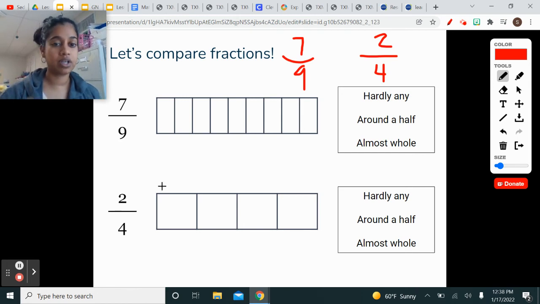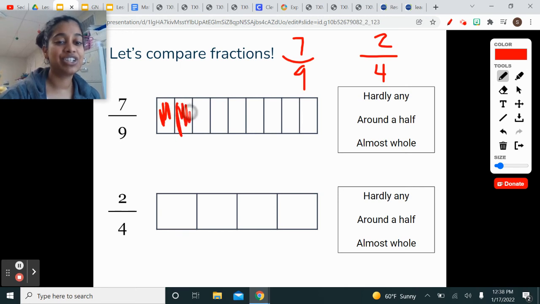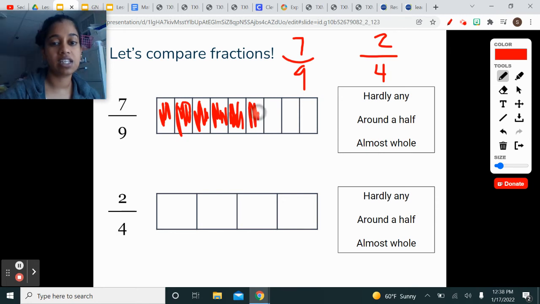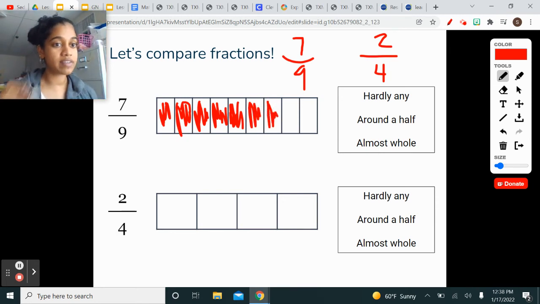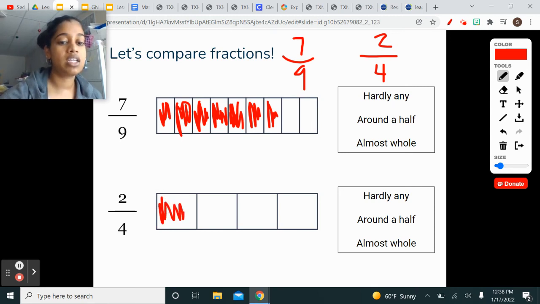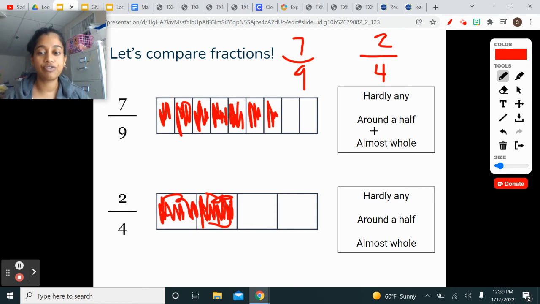Oh, sorry. My pen stopped. Sorry, guys. Okay, so 1, 2, 3, 4, 5, 6, 7. So I have 7/9. Now let's go on to our next one. So we have 2/4. So I have 1, 2, 3, 4 equal pieces is what my whole is cut into, and I want 2 of them. Let's color that in. So I have 1 and 2. Great. I forgot to fill in our boxes.